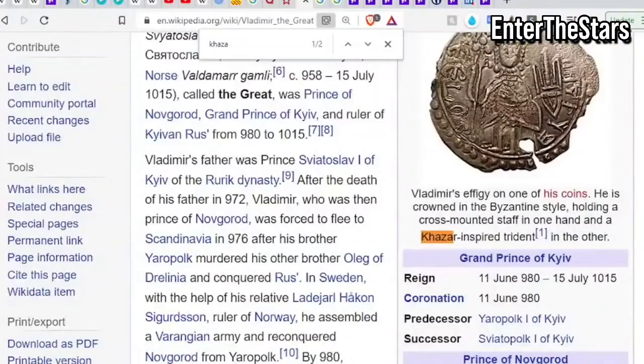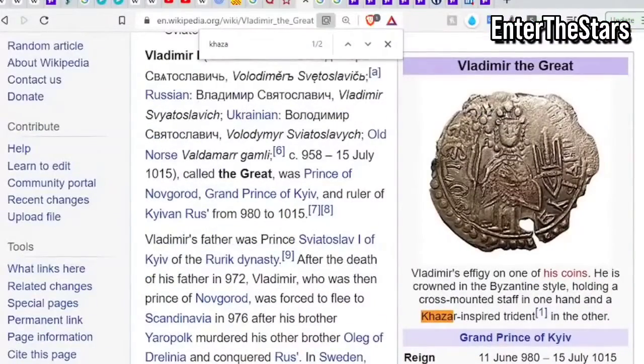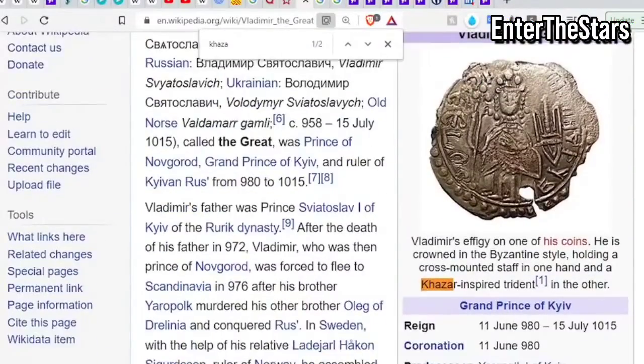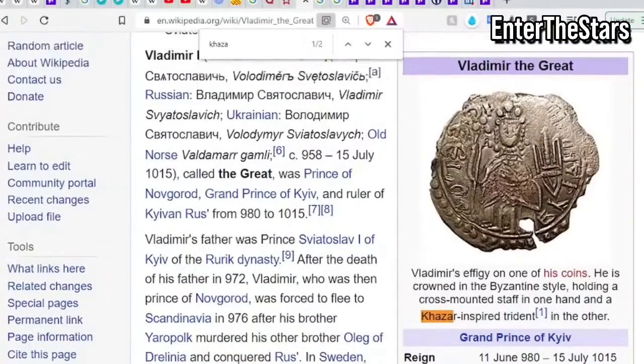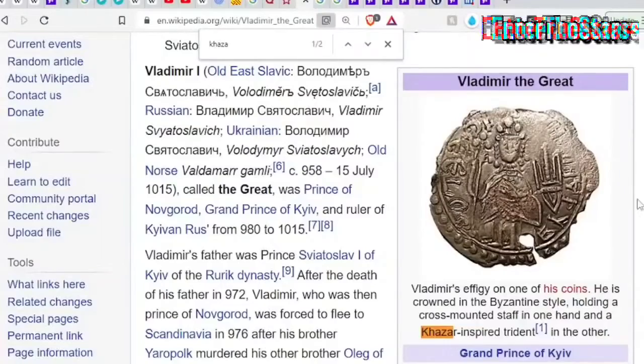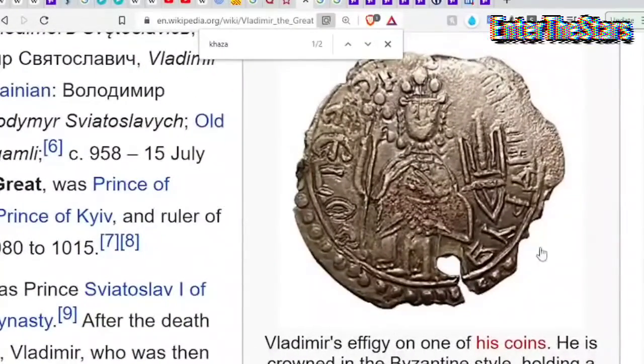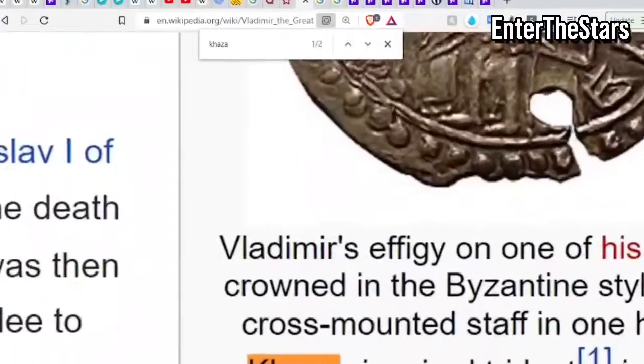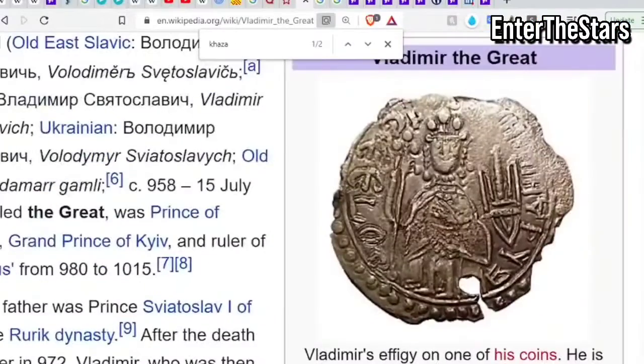This is Vladimir the Great, from around the time of 980 AD, about 1,000 years after Christ walked the earth. And the symbol here is the same as the UK crane flag. And it even says that it is Khazar inspired, the Khazar inspired trident.